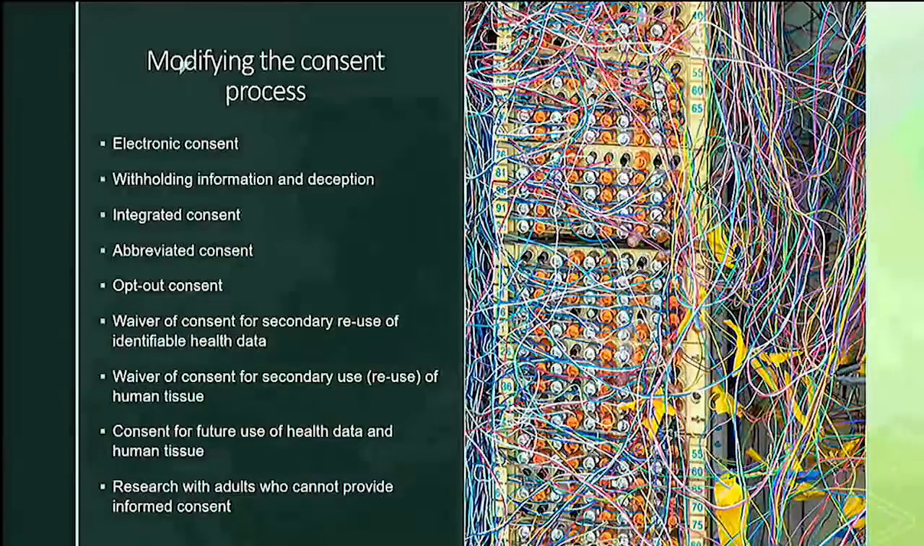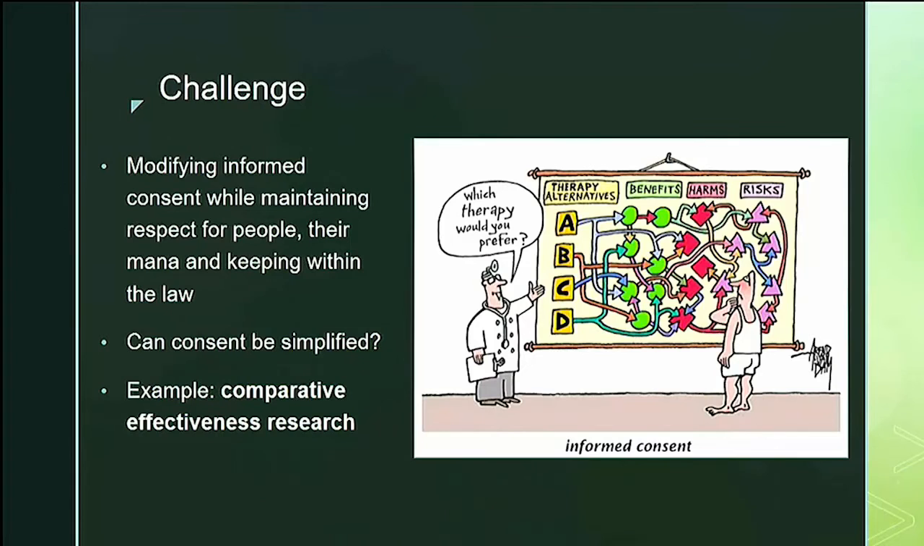Lastly, again, one of my areas of expertise is research with adults who cannot provide informed consent. So we've provided a lot more guidance on effectively the best process within the current restrictions of the law, and NEAC took a strong view on effectively stating that the current law is not fit for purpose. So that's an ongoing discussion with the Health and Disability Commission. So one of the challenges, how can you modify informed consent while maintaining respect for people, their mana, and keeping within the law? And can consent be simplified?